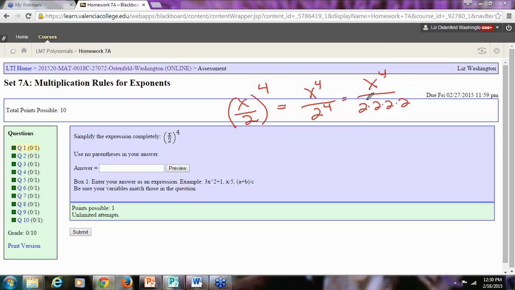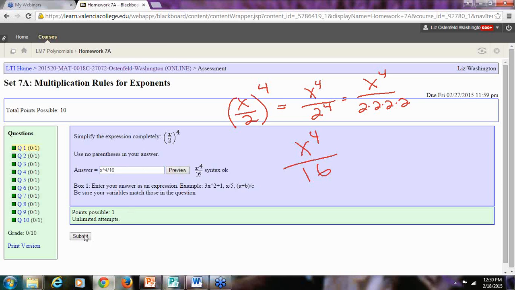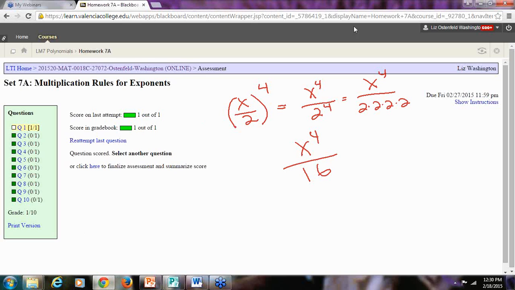So 2 to the 4th power is really 2 multiplied 4 times, which is going to be x to the 4th over 16. Now it does say use no parentheses, which typically I would use, but since it's telling me not to, I'm going to go ahead and see if it likes my answer. X to the 4th power divided by 16. And let's see if it interprets my answer correctly. It did, and now I'm going to submit. Very nice. Okay, let's keep doing some of these.